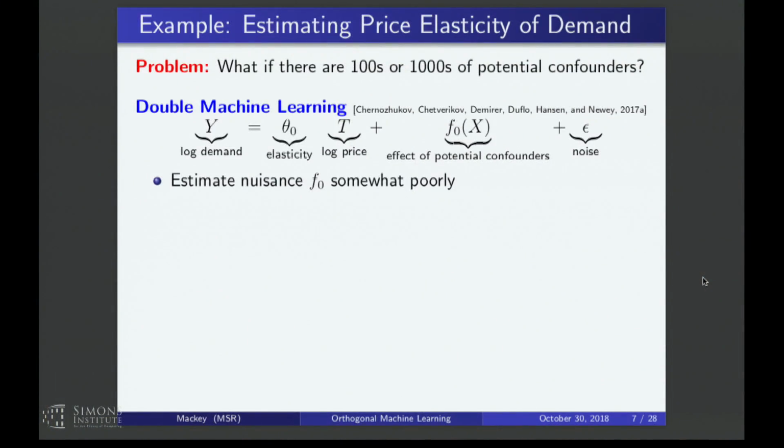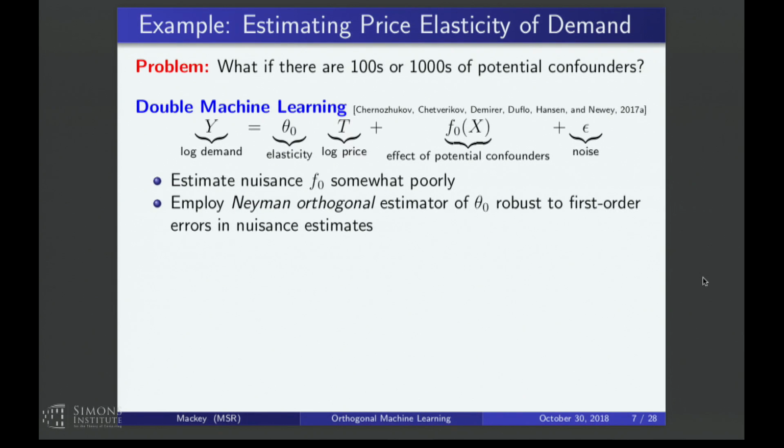This is where double machine learning comes back into play. This is an idea due to Chernozhukov and colleagues, although it builds on a lot of past work of a similar flavor. The idea is that we can get a somewhat poor estimate of the nuisance function f0, and then account for that. So when we estimate theta 0, we're going to do it in 2 stages. First we estimate f0, then we estimate theta 0, in a way that's somewhat robust to errors in that first stage. We're going to use what's called a Neyman orthogonal estimator to be robust to the errors in our estimate of the nuisance.